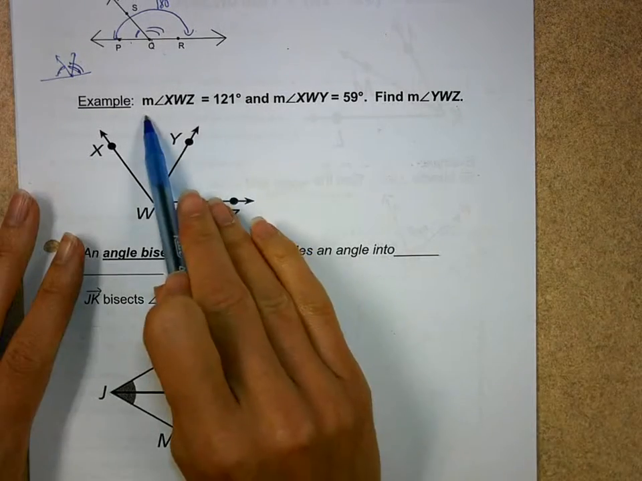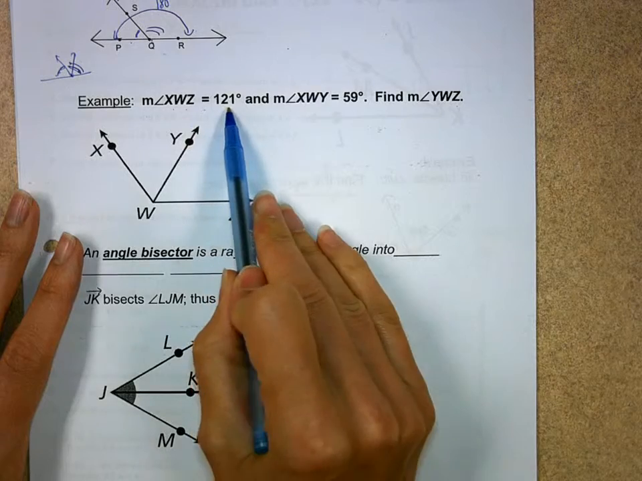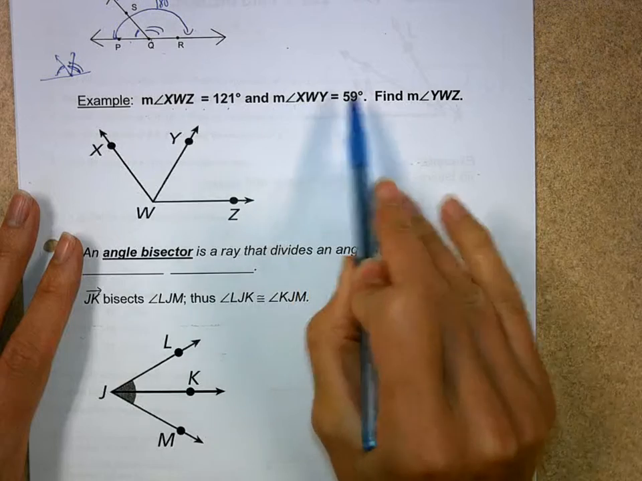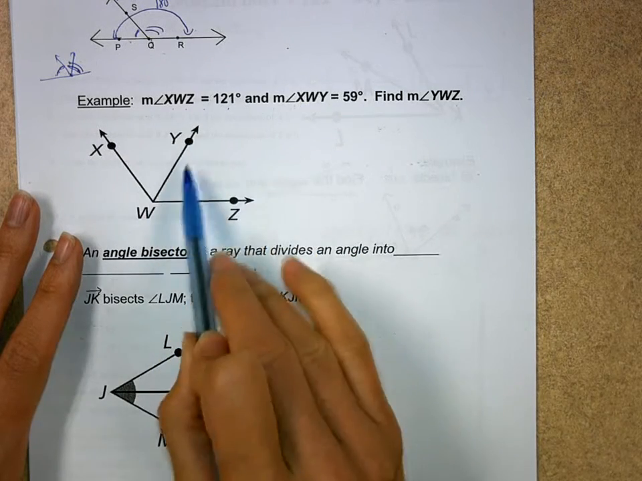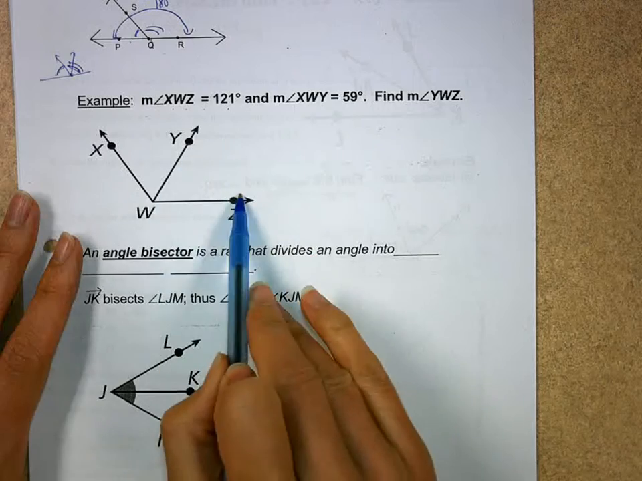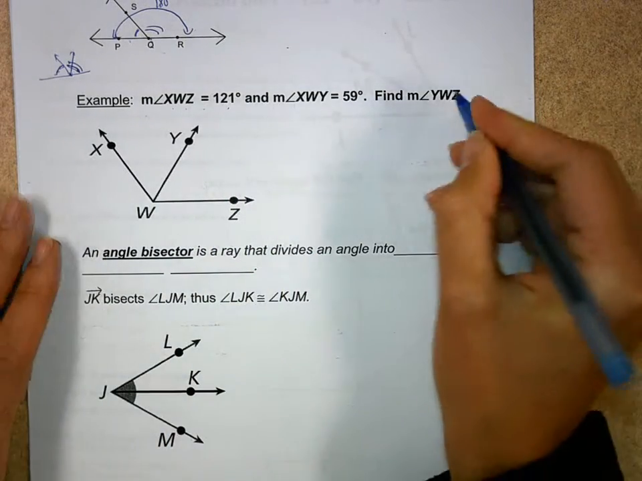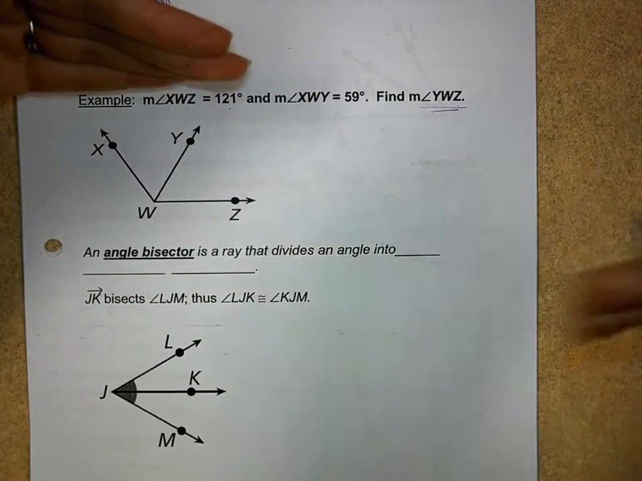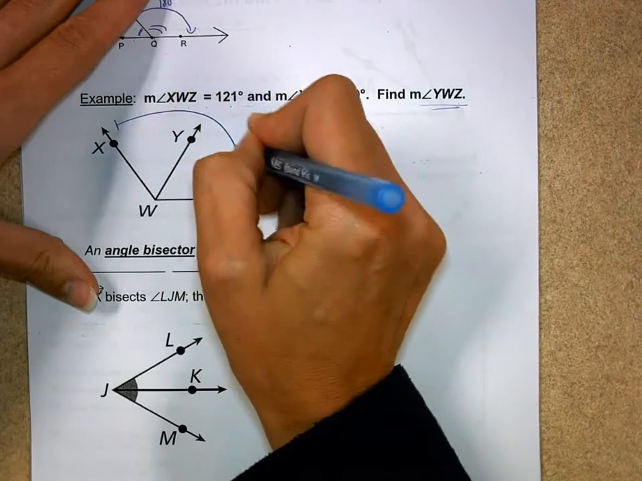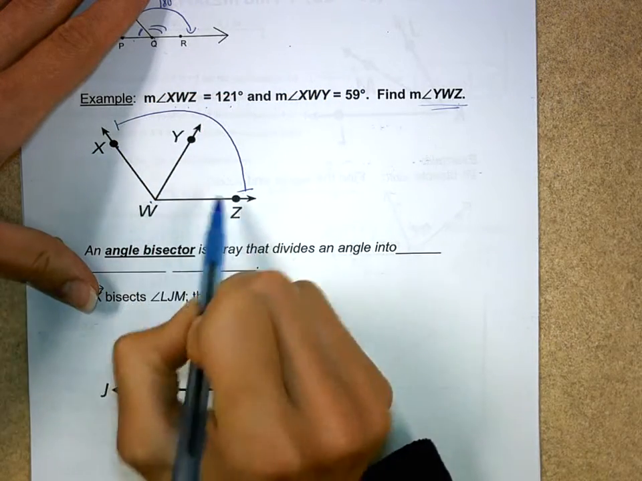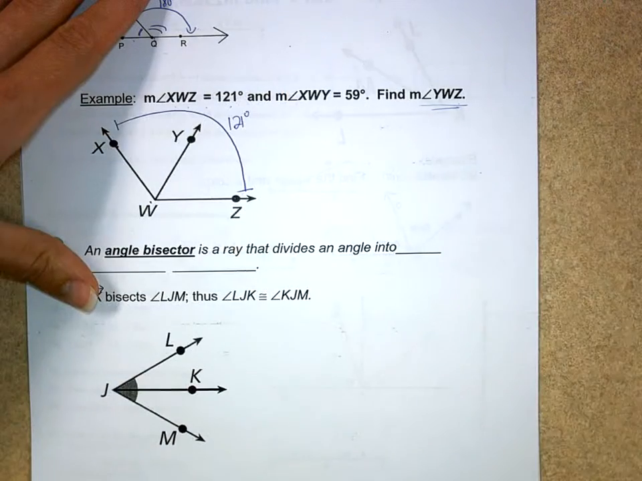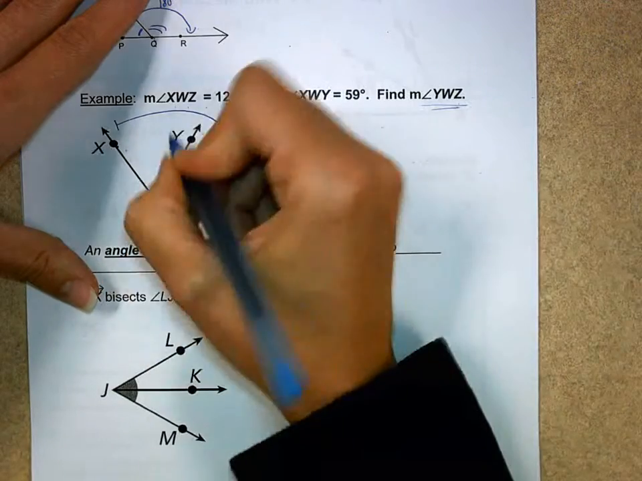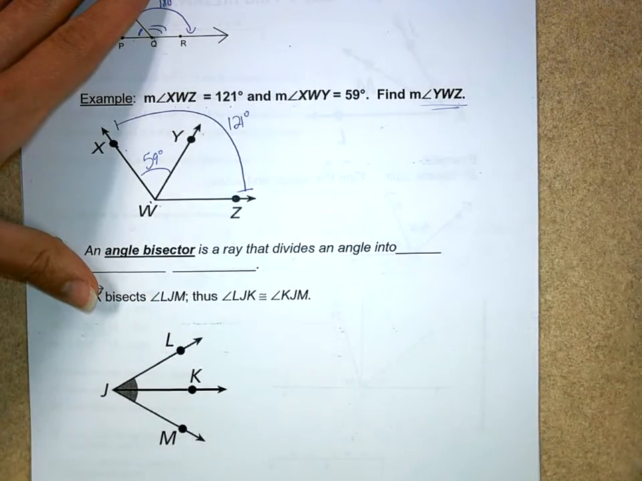What do I have? I have the measure of angle XWZ is 121 degrees. I also know the measure of angle XWY is 59. I want to find the measure of angle YWZ. So where do I want to go? I want an angle measurement. How am I going to get there? I'm going to mark up my diagram. First of all, they tell me this angle XWZ is 121 degrees. The next thing it does, it tells me angle XWY, so XWY is 59 degrees.